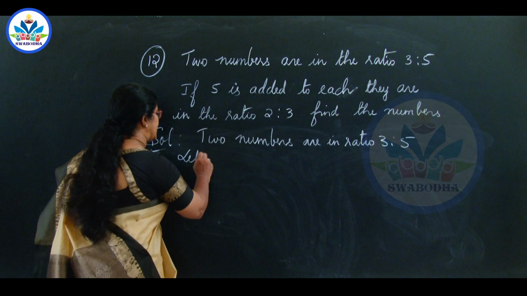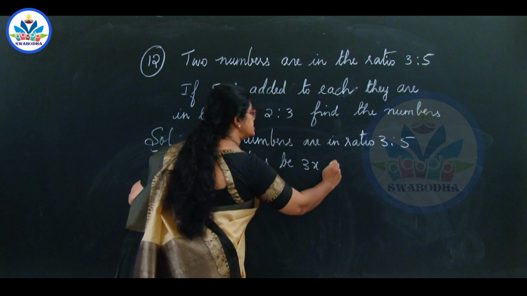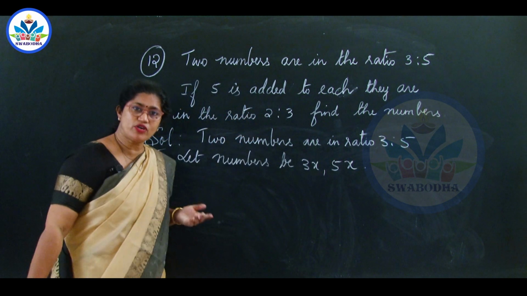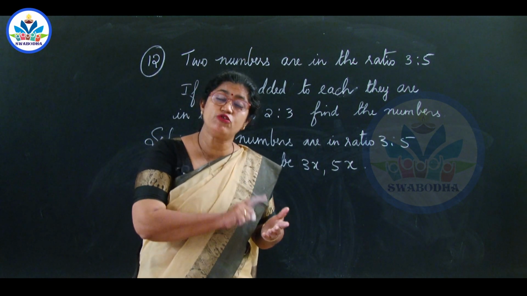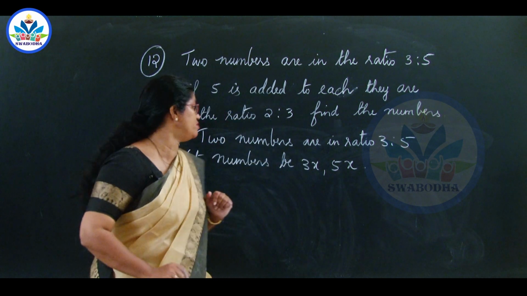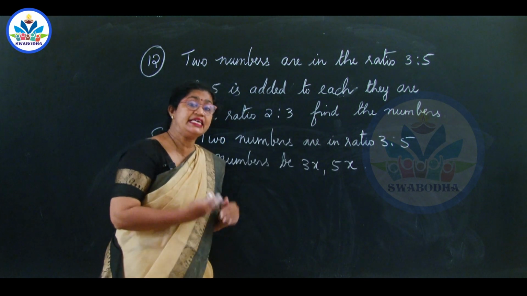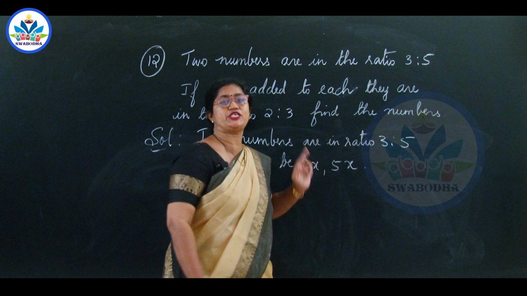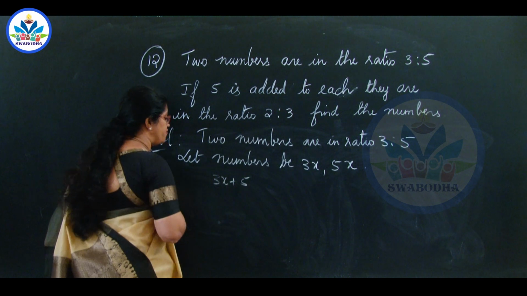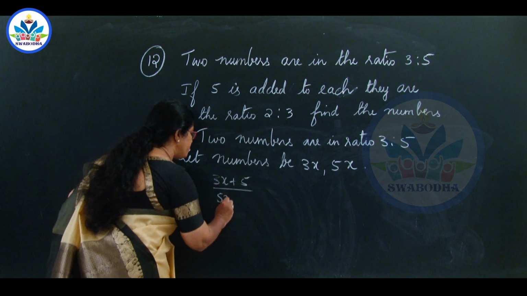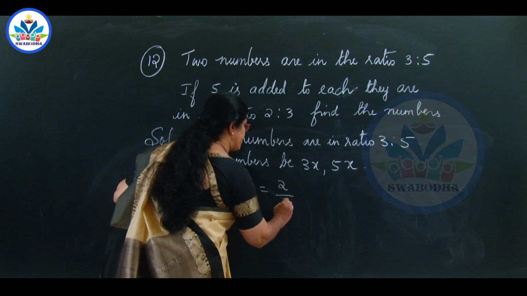So, immediately I write let the numbers be 3x and 5x. Next, what is given to me? If 5 is added to each of them, add 5 to the first number, add 5 to the second number, 3x plus 5, and this will be 5x plus 5. Then take the ratio of the two numbers, the new ratio will be 2:3. So, (3x plus 5) divided by (5x plus 5) is equal to 2/3.